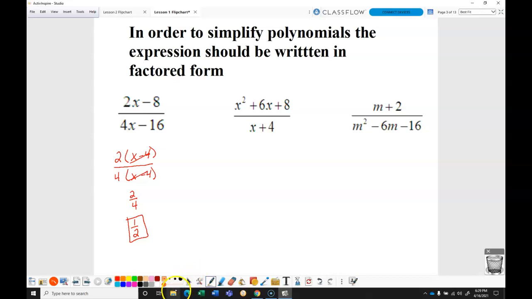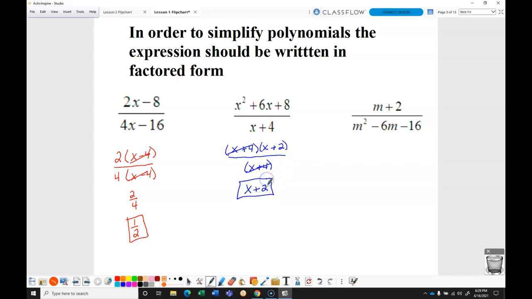In the second one, I'm going to go ahead and factor the top. I need two numbers that multiply to 8 but add up to 6. So I'm going to use x plus 4 and x plus 2. They multiply to 8 but add to 6. And the denominator only has the one factor, x plus 4. So again, I'm looking for matching factors, and I have that in these two. So it simplifies to x plus 2.